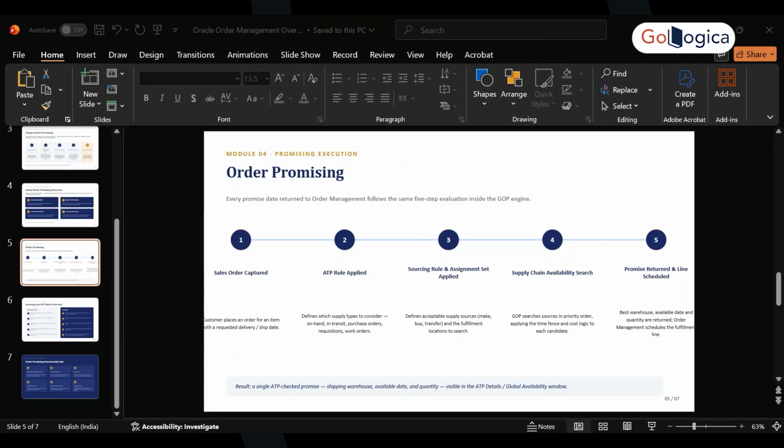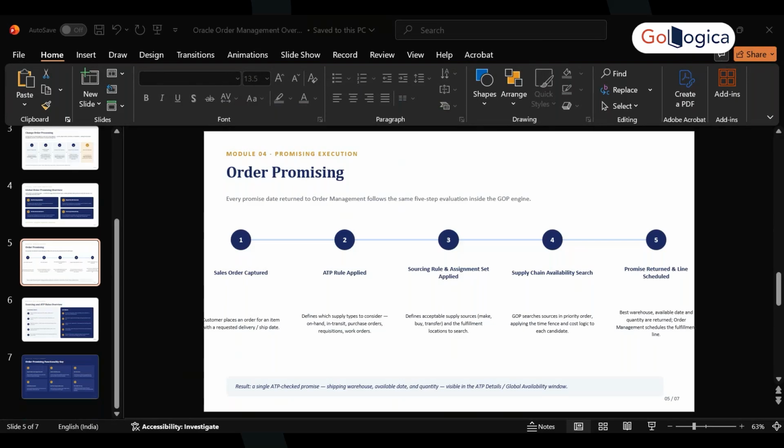Our next step is the sourcing rule and assignment set applied. Once Oracle determines which supplies can be considered, it must identify where the product should come from. This decision is controlled by the sourcing rule. A sourcing rule defines the acceptable fulfillment sources for a particular item, and these sources may include the manufacturing facility, the distribution warehouse, a supplier, or an internal transfer organization. If multiple locations are available, Oracle follows the priorities defined within the sourcing rule.